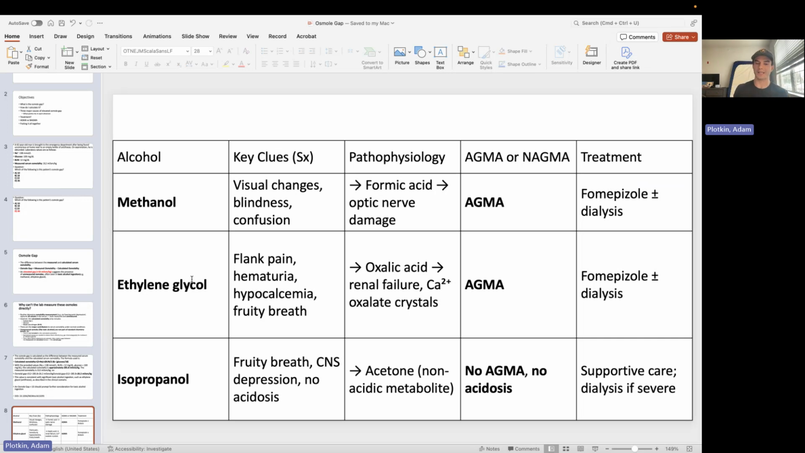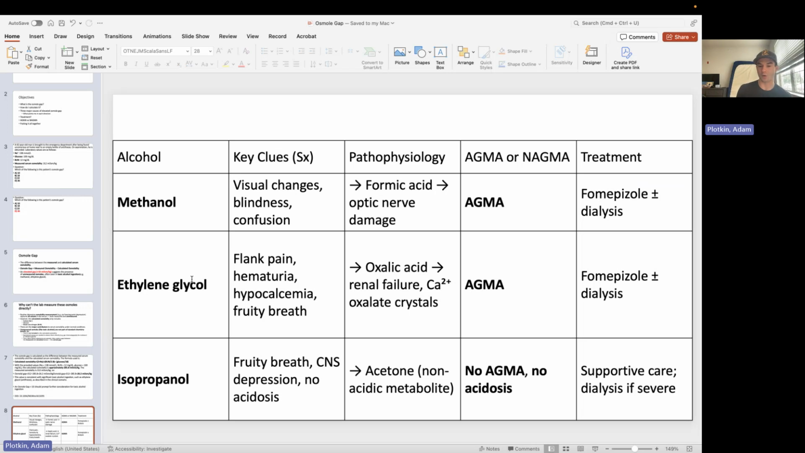So again, that's why I was saying at the beginning, if I see an elevated osmole gap and an anion gap metabolic acidosis, at this point I honestly do not care if it's methanol or ethylene glycol poisoning. We can figure that out later. Let's get this patient some fomepizole ASAP, treat them, and potentially put them on dialysis.